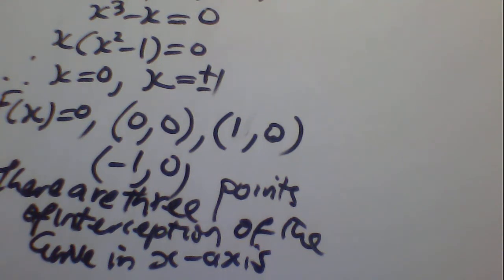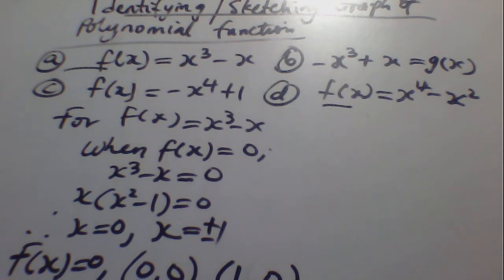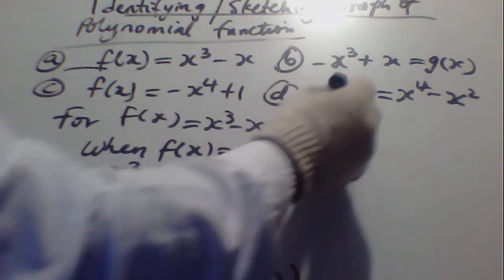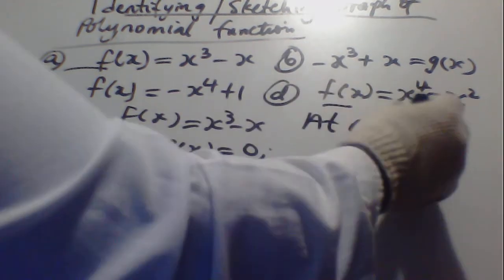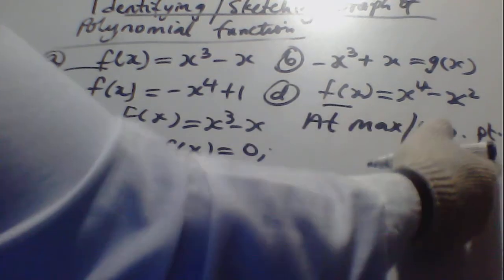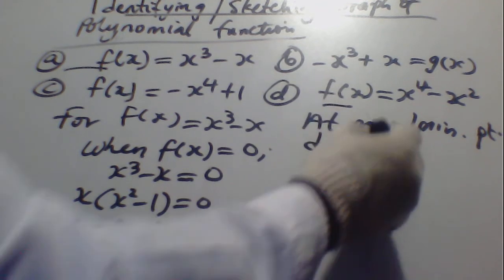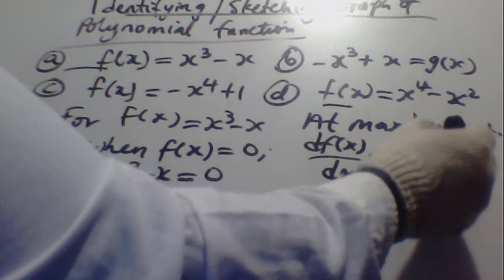Having found the x-intercepts of the function, the next thing is to find the minimum and the maximum point that will enable us to draw the curve. So we proceed. The next is the maximum and minimum point. I hope you are following. At the maximum or minimum point, f prime of x, the derivative, will be equal to 3x squared minus 1.